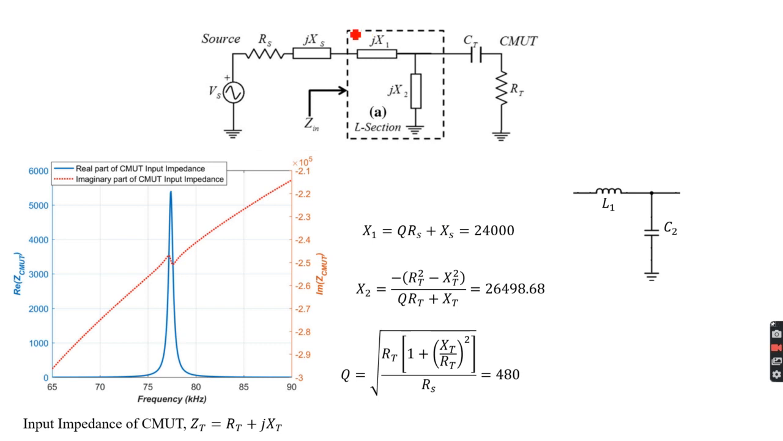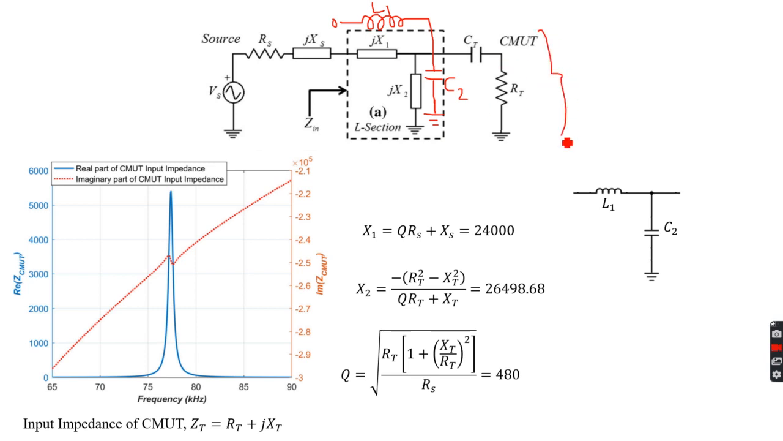Well, my configuration is that I'm interested to have a low pass configuration. So X1 is going to be my L1, which is an inductor. And then instead of an inductor here, I have a capacitor to make it a low pass configuration. Okay, so how to find L1 and C2?